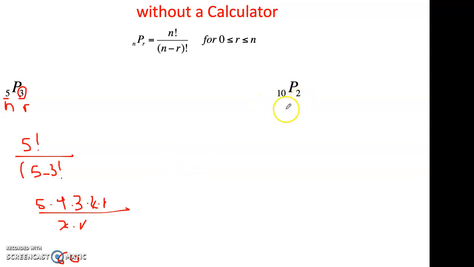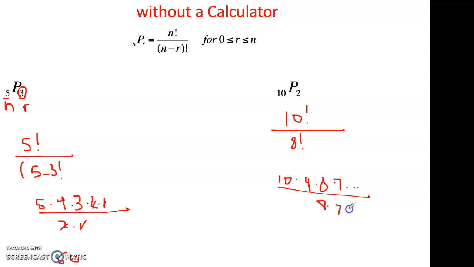Okay, 10 choose 2 would be 10 factorial in your numerator. The difference, which is going to be 8 factorial in your denominator. And again, if you were to write this out, 10, 9, 8, 7, etc., over 8 times 7 all the way down, you'll find from 8 down will cancel out and you're left with 90. Now, how do we do this with a calculator?